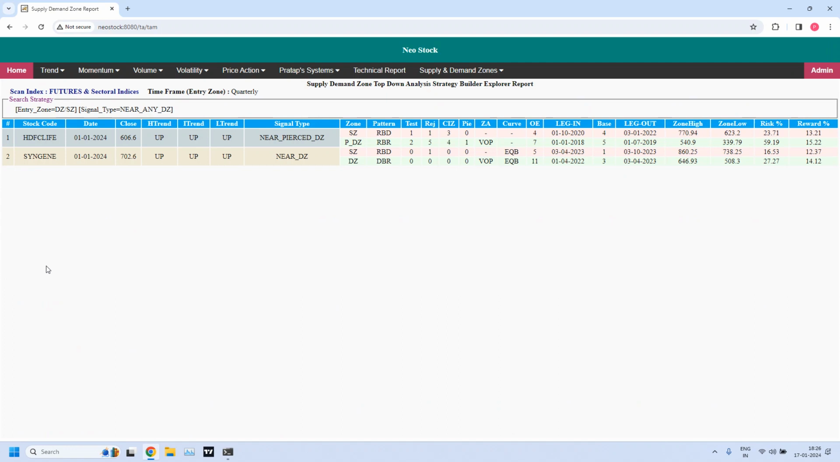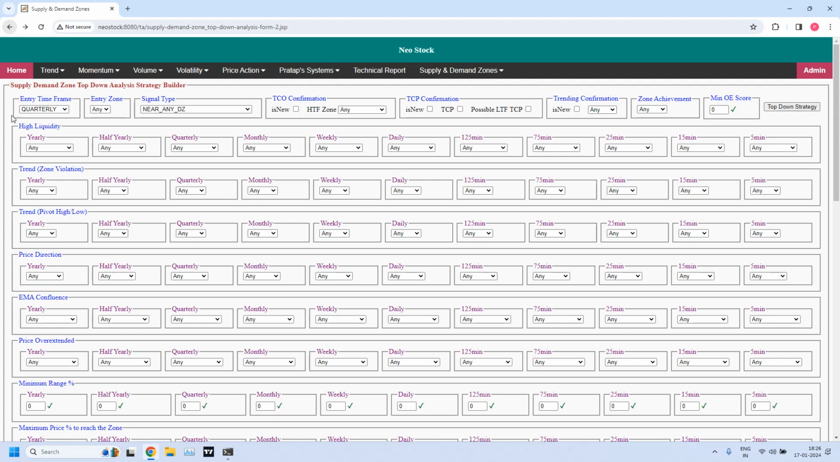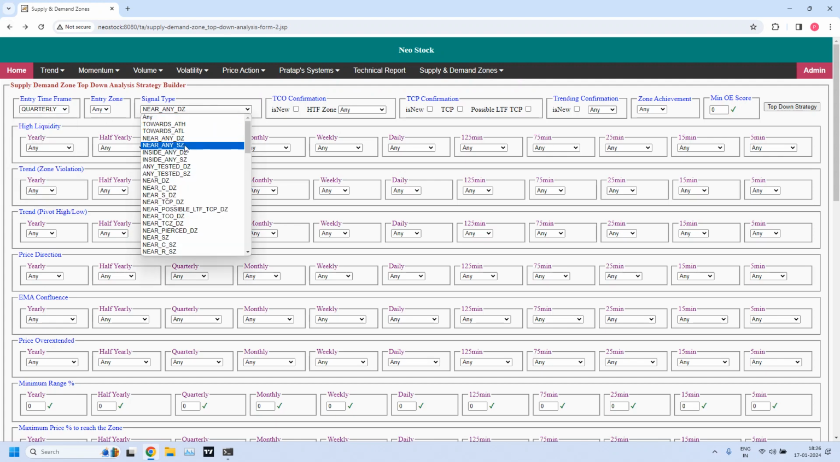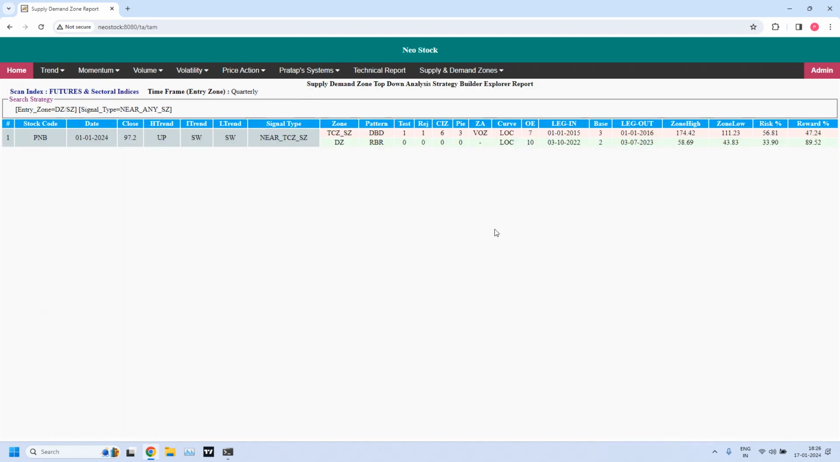So you have to pause the video and study the parameters, because I can't wait more time, so I will be quickly going back. Always remember, pause the video when you get the new report. So let me go back. For quarterly time frame, let us find the stocks near quarterly supply zone. So 1 stock is filtered.